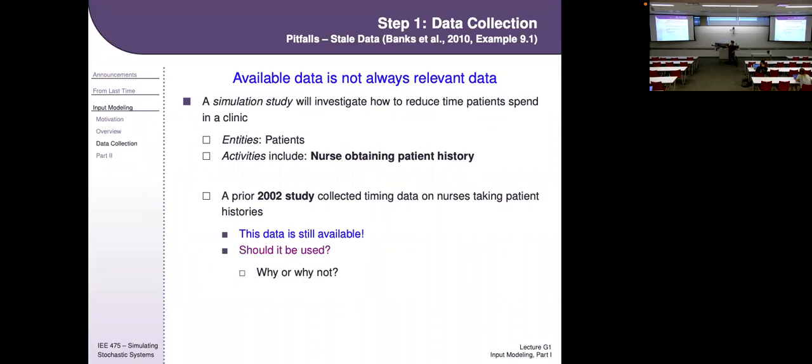Why might this data not be good enough for this study? What might be wrong about using 2002 data for a study on taking patient history in a modern clinic now? You have sort of examples of how, for those of you here, I'm saying 20 years ago, things could have been very different, like in how the clinic is run. Do you maybe have some thoughts about what one thing might be different?